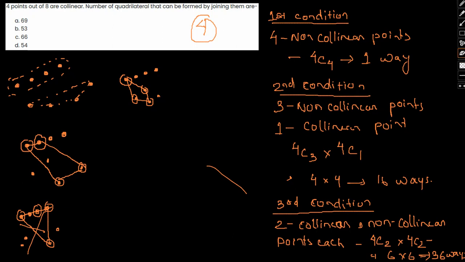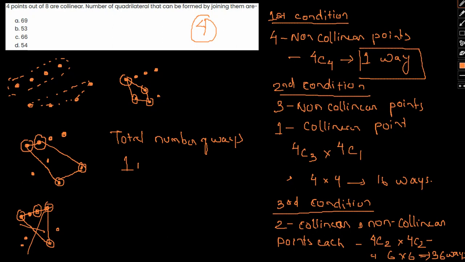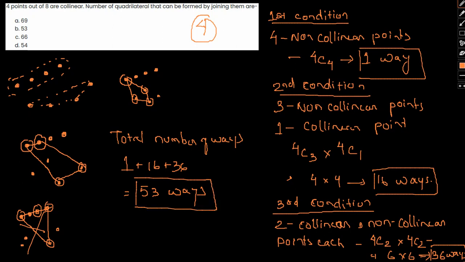So therefore, the total number of ways will be one way, this one, plus 16 ways, this one, plus 36 ways, this one, which gives us 53 ways. Option B will be our answer.